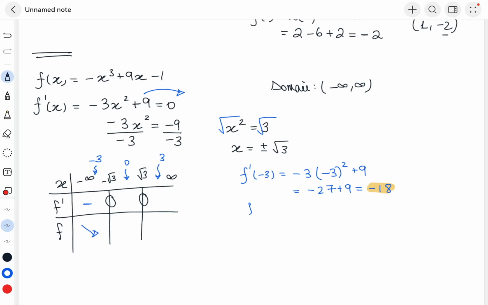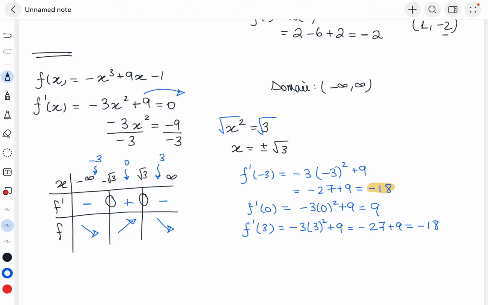Do the same for 0. -3 times 0 squared plus 9, where we'll have 9. 9 is a positive number, so then our function is increasing here. And f prime at 3, -3 times 3 squared plus 9, which is -27, plus 9, which is -18, negative, decreasing.